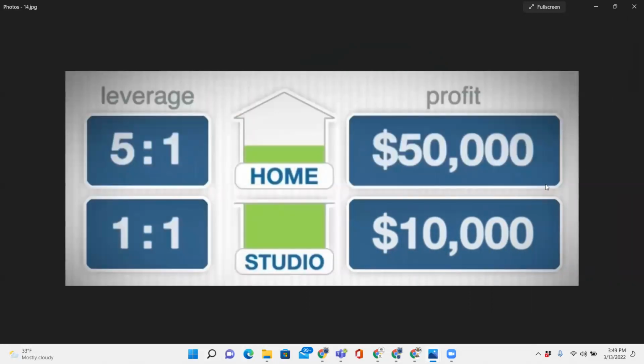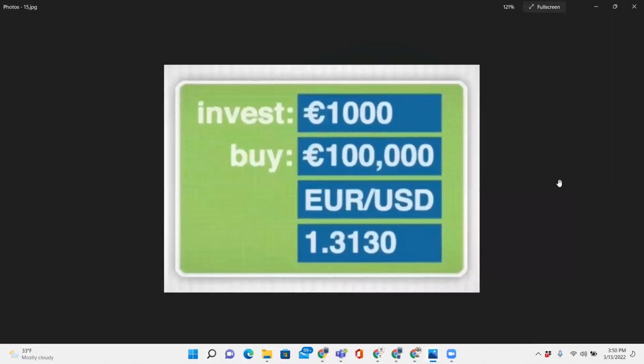So now you can see the difference between using leverage and not using leverage. We used a 5-to-1 leverage on our home. We made a $50,000 profit. We used a 1-to-1 on our studio and only made a $10,000 profit. So now using that same $20,000, one using leverage of 5-to-1 made us $50,000. The other one, 1-to-1, made us $10,000. That's a $40,000 difference. So now how do we use this in Forex?